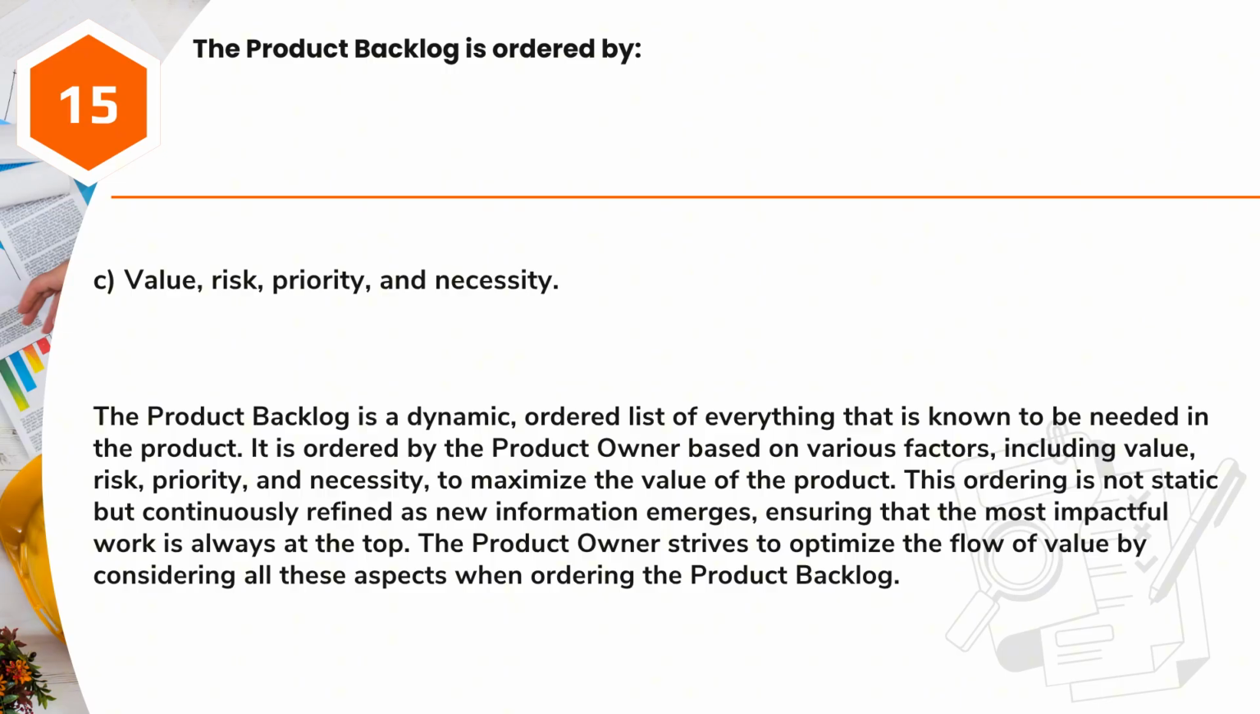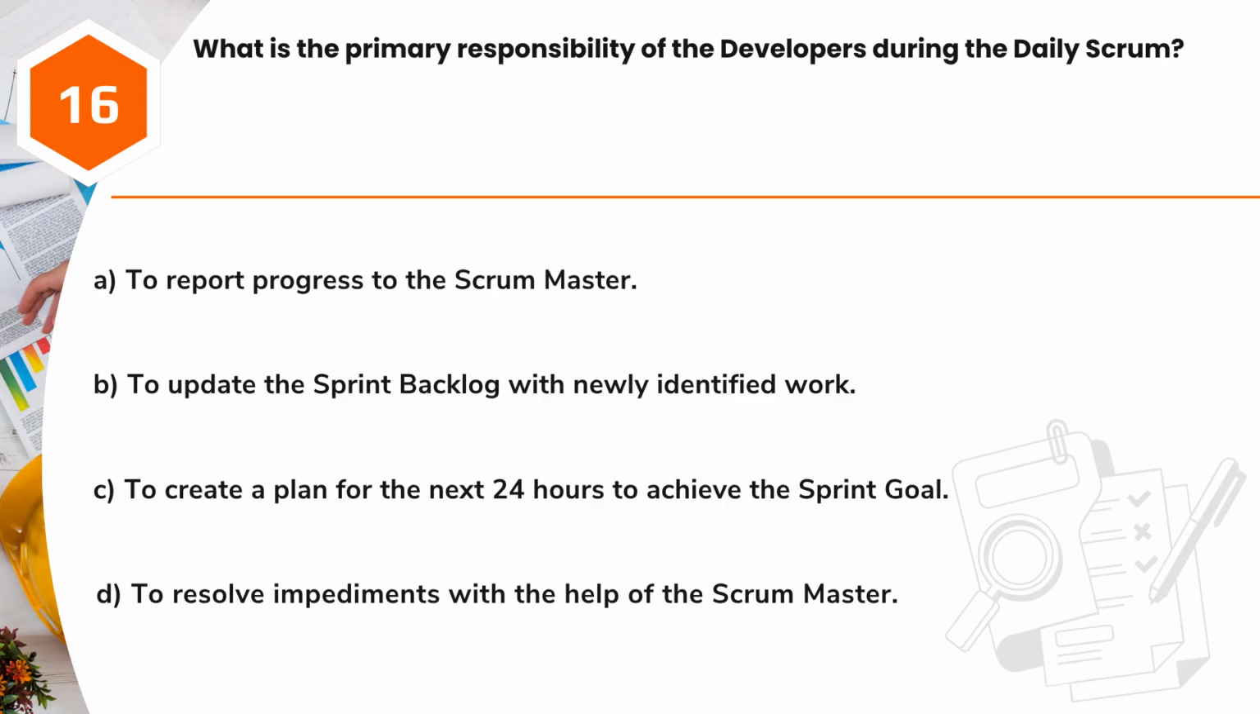The product backlog is a dynamic, ordered list of everything that is known to be needed in the product. It is ordered by the product owner based on various factors, including value, risk, priority, and necessity, to maximize the value of the product. This ordering is not static but continuously refined as new information emerges, ensuring that the most impactful work is always at the top. The product owner strives to optimize the flow of value by considering all these aspects when ordering the product backlog.